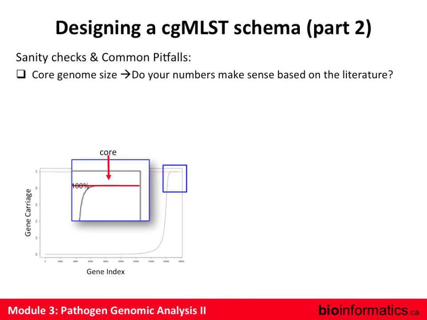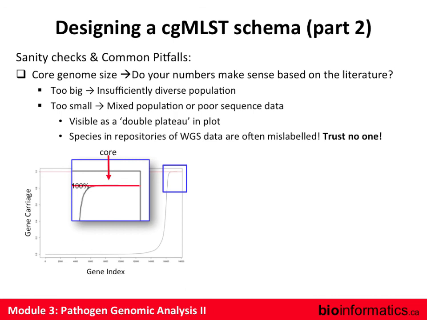Now, if it's too big, so I would say that for a lot of organisms, the core might represent maybe 30% of the total available pangenome. For highly clonal organisms, it might be way more than that. If your core is too big, then you're probably not using enough genomes to assess the core. If it's too small, this has happened to us before, where all of a sudden it's like, wow, that's not a lot of core genes.